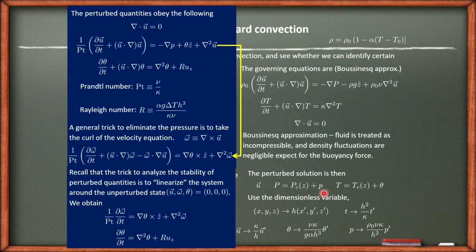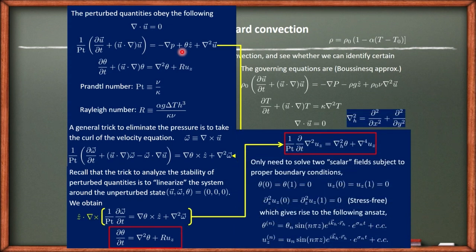And a common trick usually used in fluid dynamics calculations is just to take a curl of the Navier-Stokes equation, because that will get rid of the pressure term. So here are just some technical details, but I'm going to leave these notes to you.